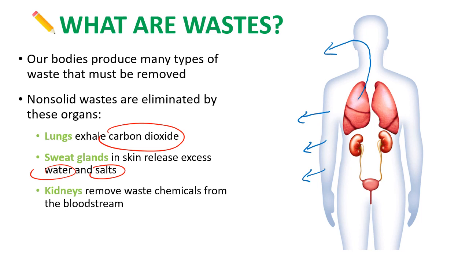And the kidney's main job, which is the main organ in the excretory system, is to remove waste chemicals from the bloodstream. And here is the excretory system, which we'll be focusing on. So they take waste chemicals, send them to the bladder, and then they go out when we release our urine.